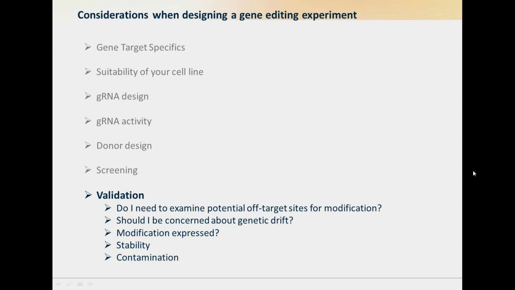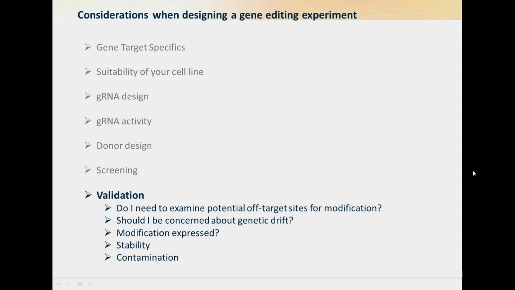Don't be surprised, too, if your modified allele isn't expressing. It does happen. This is something that we've stumbled across quite a few times. You need to be prepared to say not only have you made a genomic modification, but if the expression of that modification is important, you need to have a strategy in place to look at that.